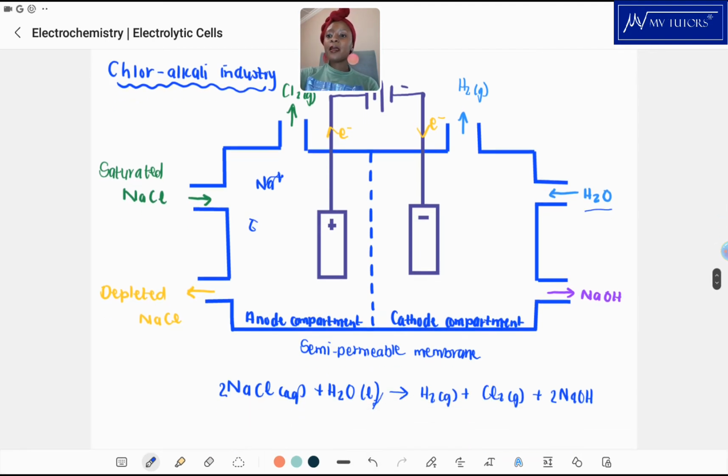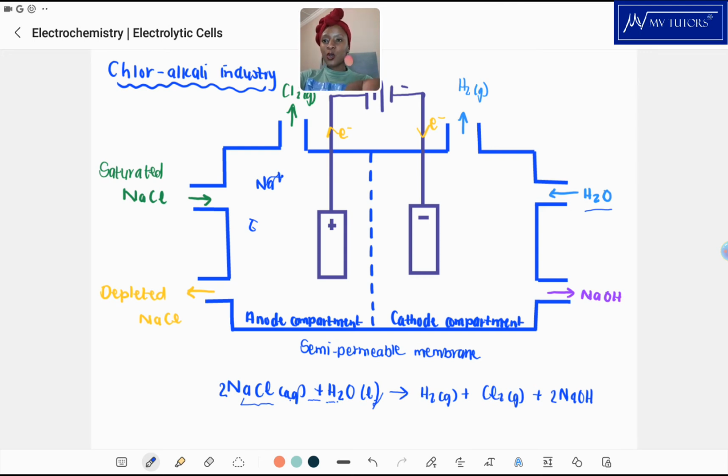But if we're looking at the whole equation, basically you have sodium chloride, okay, and then with water and the products that we're expecting, like I said, you're going to have hydrogen, chlorine, as well as sodium hydroxide, which is also known as caustic soda.